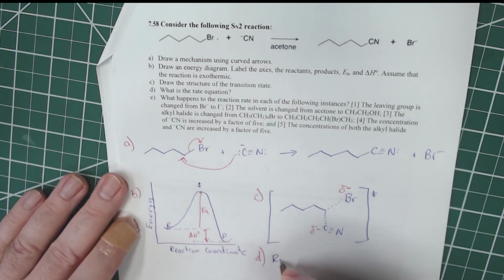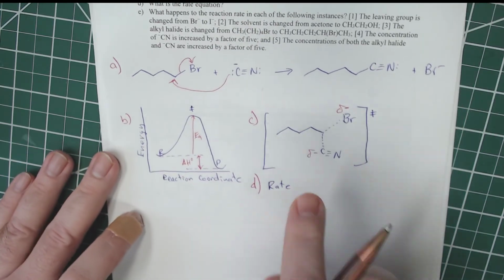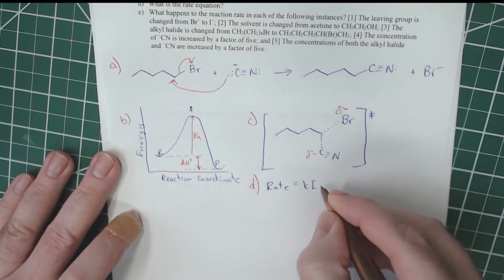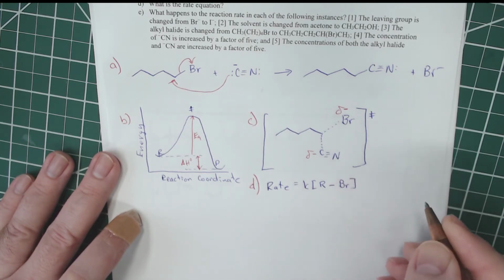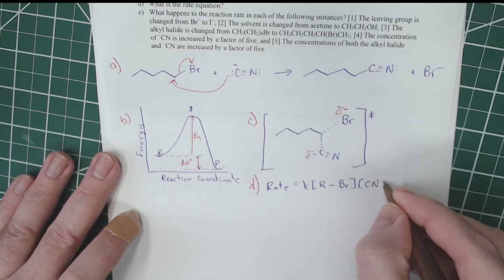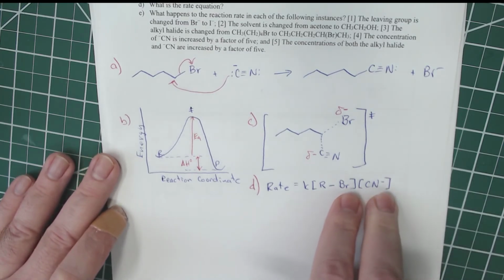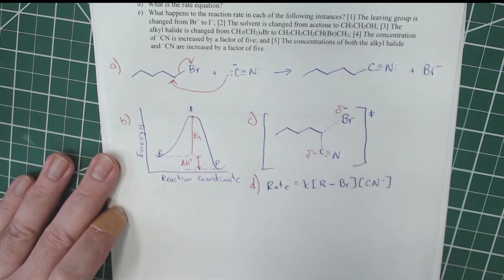So we'll say that the rate is equal to the rate constant K times the concentration of our alkyl bromide, which I'm just going to put R and then Br because it's a bromide, times the concentration of the cyanide ion. And so those are both first order with respect to each of those and second order overall, and again, second order SN2.